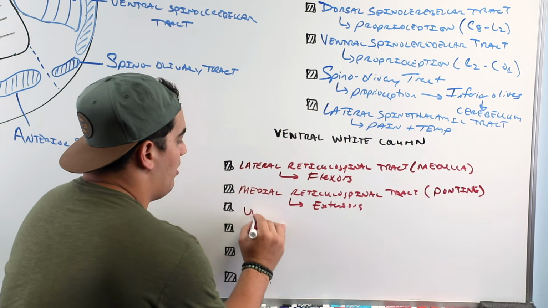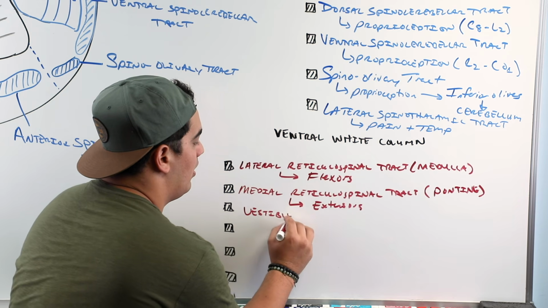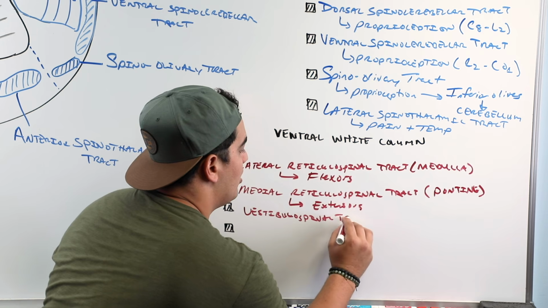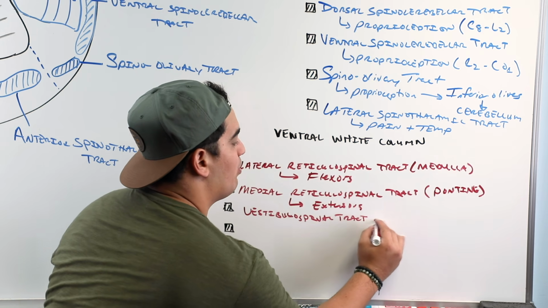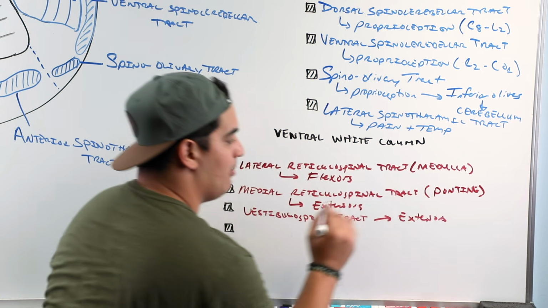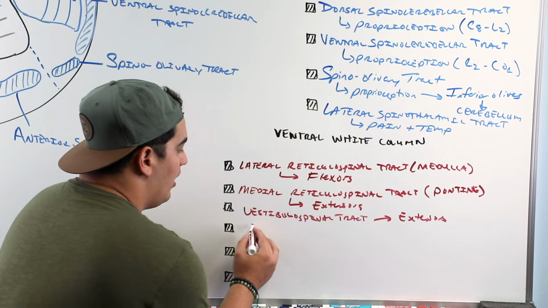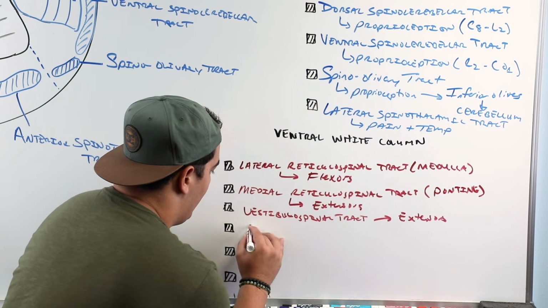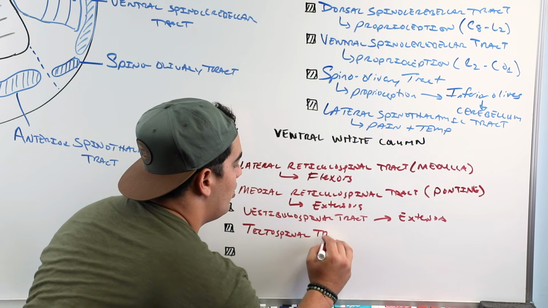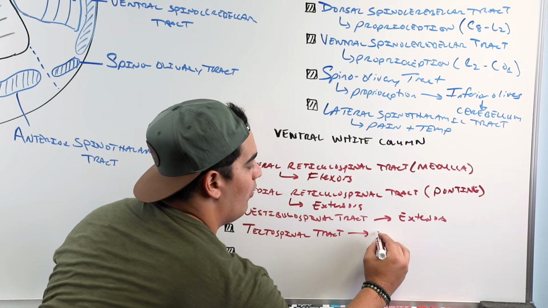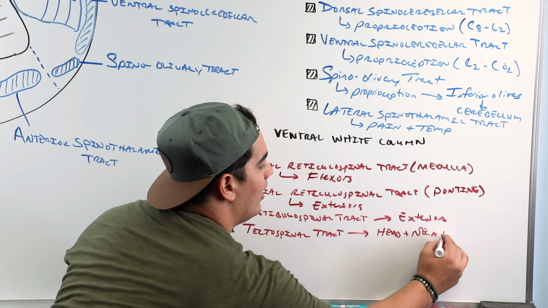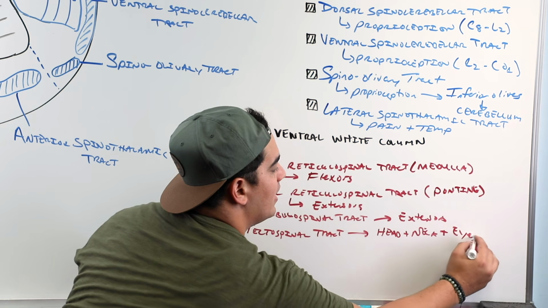The other one that we talked about is called the vestibulospinal tract. And the vestibulospinal tract, I want you to know that this one is primarily stimulating extensors, your anti-gravity muscles, right? The other one, there's so many of these dang things, the tectospinal tract. The tectospinal tract, I want you to know that that is going to be sending information for movement of the head and neck and eye movements.